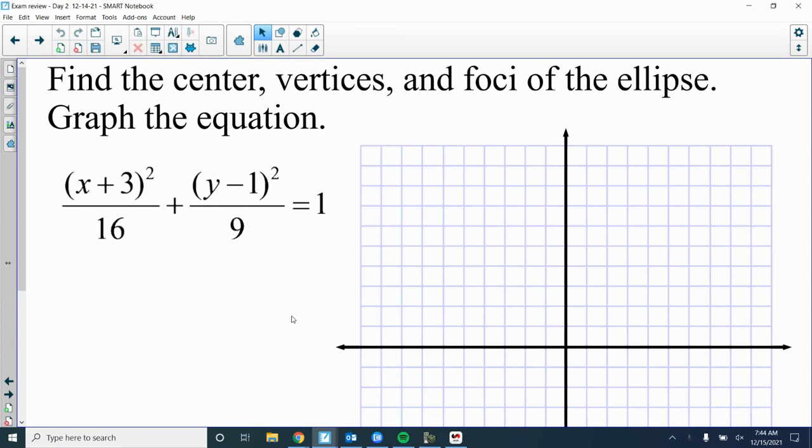Parabolas and ellipses. Go over the review, and the 2 sheets we did in class, starting on Monday. Okay, just concentrate on those.